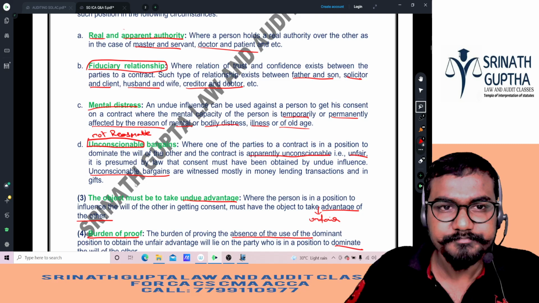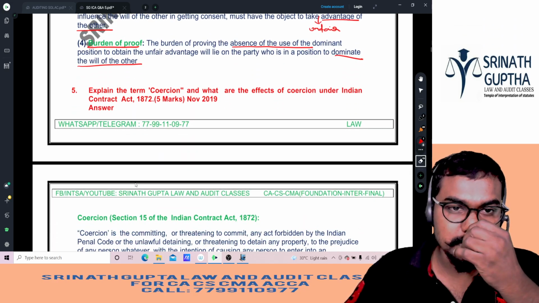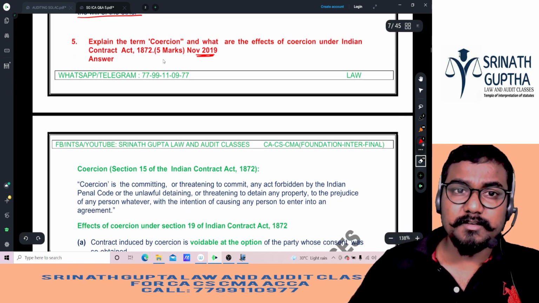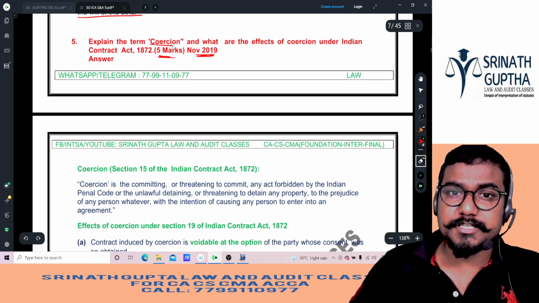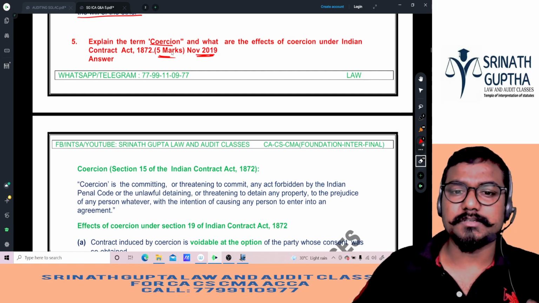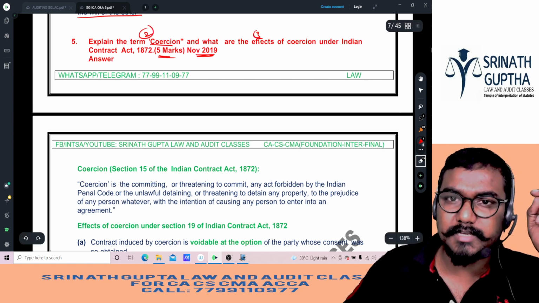समझ में बेटा? So this question was asked twice in the exam. Essentials of the undue influence. Next question is the coercion, beta. 2019, 5 marks. Explain the term coercion and what are the effects of coercion under Indian Contract Act. Two questions are there. What is coercion? He will give you 2 marks. Effects of coercion, he will give you 3 marks.